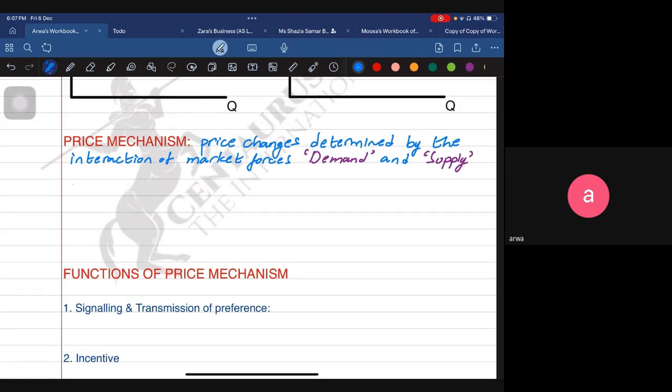Now, how does it work? If there is an increase in demand, there will be an increase in price. And this price will be a signal for the producer to increase supply, right? So producers shift to products in demand.